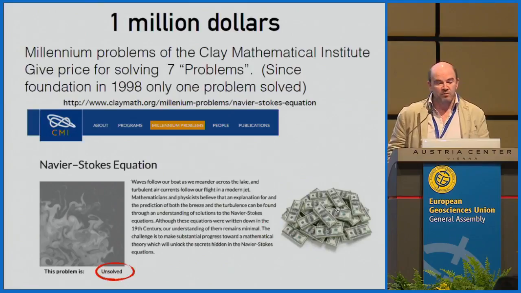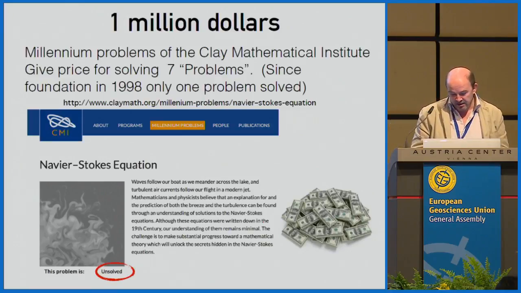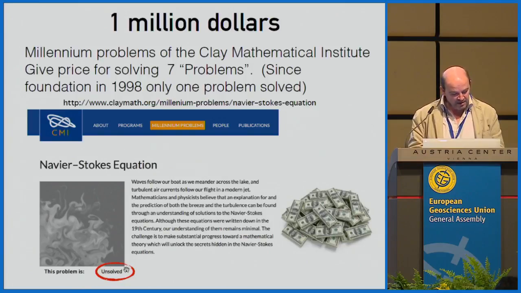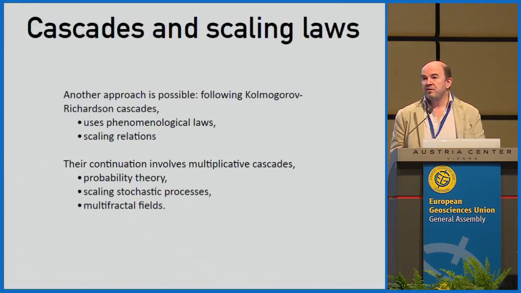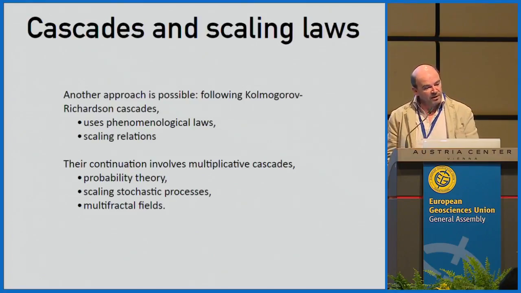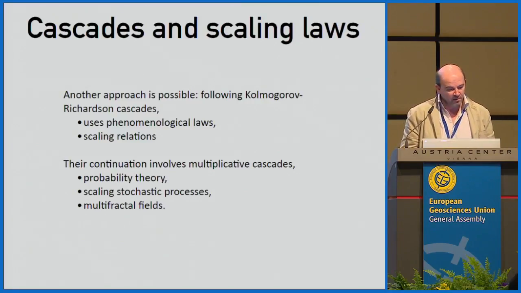And this belongs to the famous seven problems of the Clay Mathematical Institute, where you can win some dollars if you are able to solve it. And you can see here that it's still unsolved. So since it's not solved, and since, in my point of view, the models which are proposed, we cannot trust them because of this closure, this strong, very strong closure problem. So we need to use other ways to deal with this type of fields.